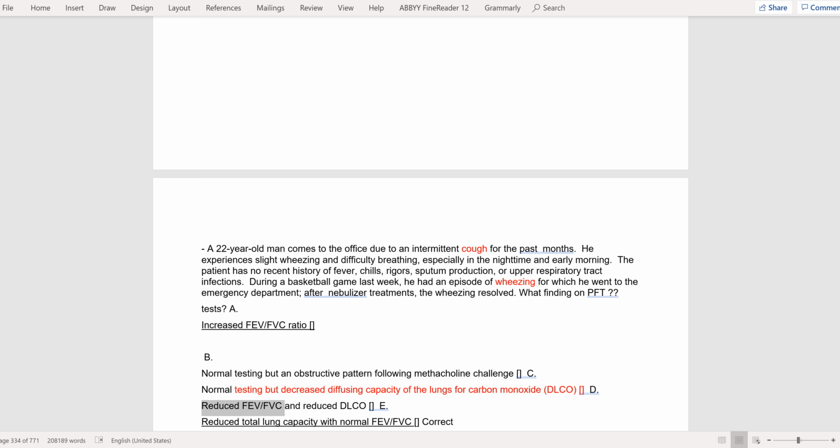This one, reduced FEV1 and reduced DLCO, that's COPD. So reduced FEV1 and FVC both can happen in asthma and COPD. The only difference is the DLCO will decrease in COPD but not in asthma, because in emphysema they will have destruction of the alveoli, so there will be decreased DLCO. That's why. But in asthma you don't have that, okay? Period.